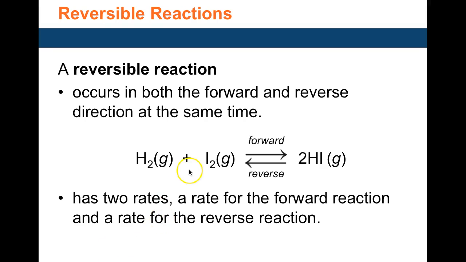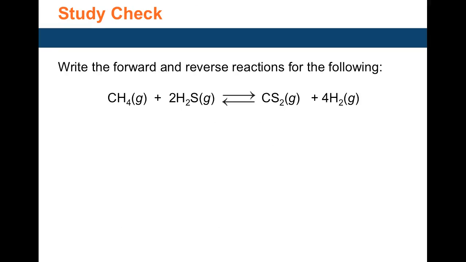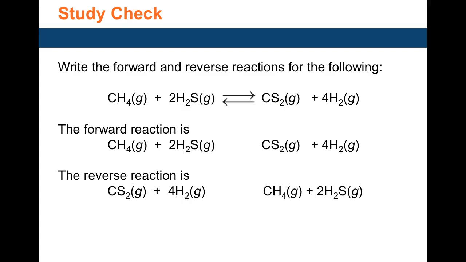So a reversible reaction is where the forward and reverse reaction rates are the same, but the reactant and the product concentrations are not equal, they're constant. It says here, write the forward and reverse reactions for the following. You're given methane and hydrogen sulfide forming carbon disulfide and hydrogen. The forward reaction would be written this way. The reverse is where you would flip this equation and make the products into the reactants. So as you can see here, the forward reaction is as it's written up there, and the reverse reaction is where you took the original products and made them the reactants, and the original reactants are now the products.